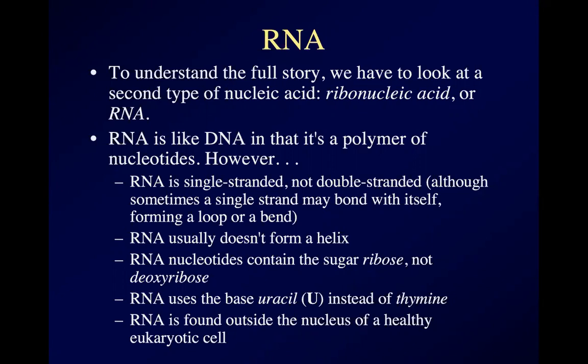Sometimes, in fact pretty often, a single strand might end up bonding with itself, and you'll end up with a loop, or you might end up with a little part of it that's kind of twisted. But by and large, it doesn't form long-term stable double helixes. The nucleotides contain a sugar that is called ribose, not deoxyribose, and one slightly different base called uracil instead of the base thymine.